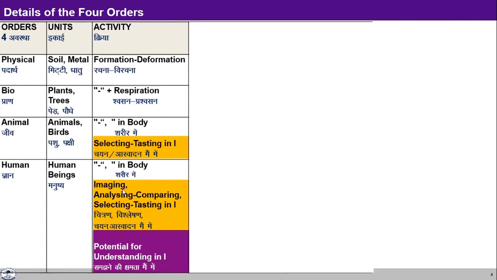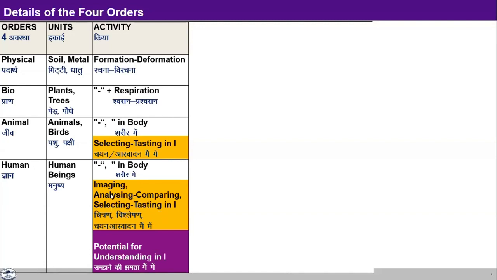So do I have to have a house in the apartment or some independent house or some bungalow? So this is the comparing that is taking place. Does it have to be sun facing or otherwise? So with analyzing comes comparing. And comparing is based on certain grounds of comparison, certain bases of comparison. So this activity is also going on in the self. And with this comes selecting and testing.